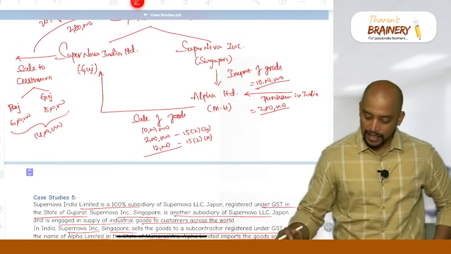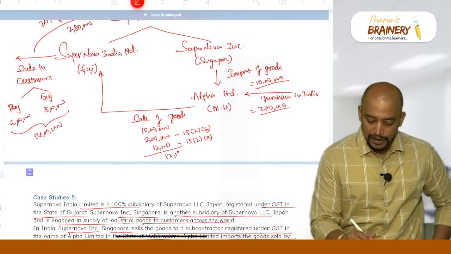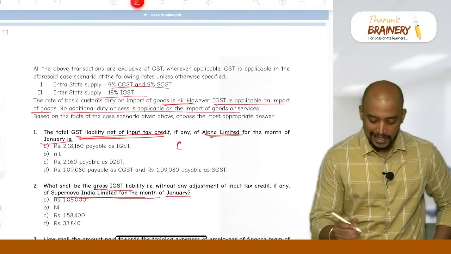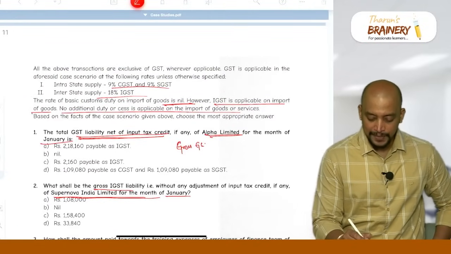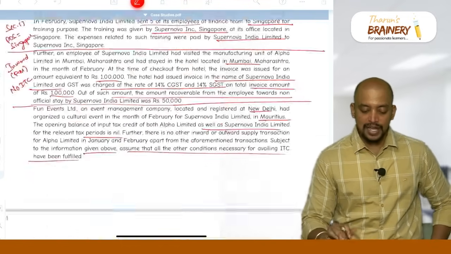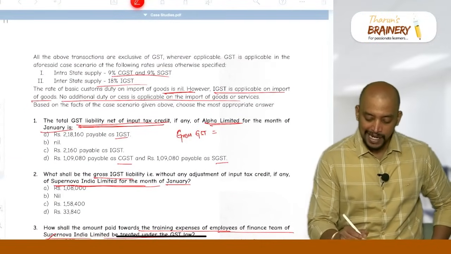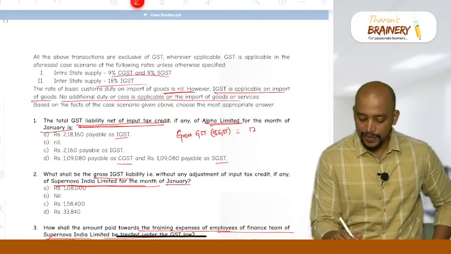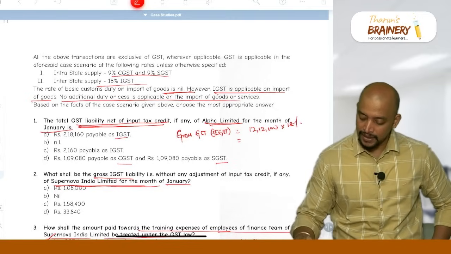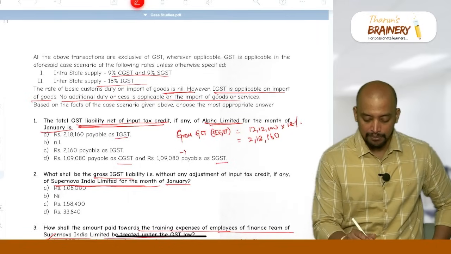What is their outward supply? Their outward supply is 10 lakhs plus 2 lakhs plus 12,000, so 12 lakh 12,000 is their outward supply. Now see here. First, the gross liability: gross GST on 12 lakh 12,000, and we have IGST, CGST, SGST. So be careful. Where is Alpha Limited located? Maharashtra, and the buyer is in Gujarat. So IGST. So the gross liability will be IGST. How much? 12 lakh 12,000 into 18% will come to 2 lakh 18,160. This is the gross liability; minus ITC.